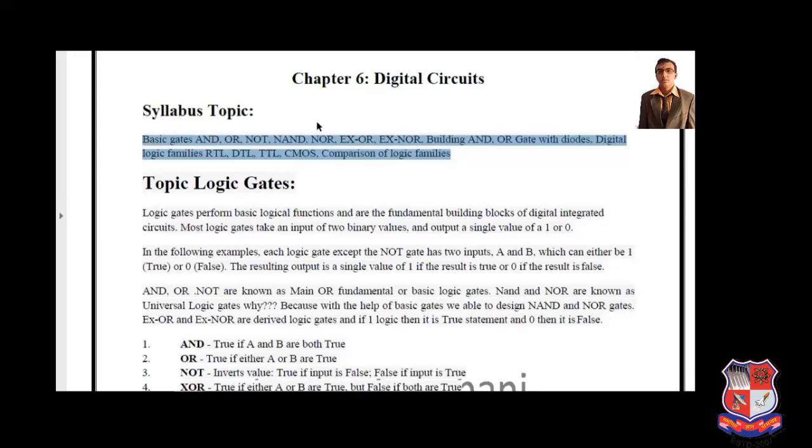So we have tried to concentrate, first of all, on what is the meaning of digital logic family, what is the meaning of fundamental logic gates, and then we have switched over to what is the meaning of logic family. So start with the basic principle of gates. What is the meaning of logic gate?